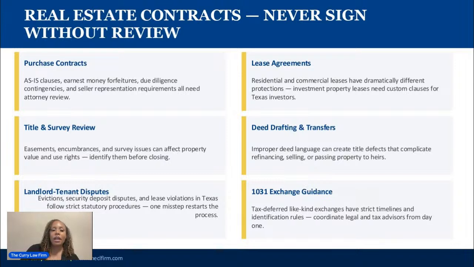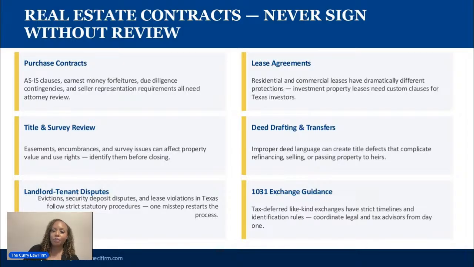Title and survey review. This is when you go over easements, encumbrances, and survey issues that could affect property value and usage rights. You want to identify them before closing, because any contract clauses that say the seller is not responsible for any of that put the onus on the purchaser to do the review for any easements, encumbrances, and survey issues. And not disclosing certain things. You want to make sure that the contract doesn't state that the seller has no duty to disclose any of these items, because that could definitely affect your ability to enjoy the property and your rights to use the property in the way that you need or would like to.